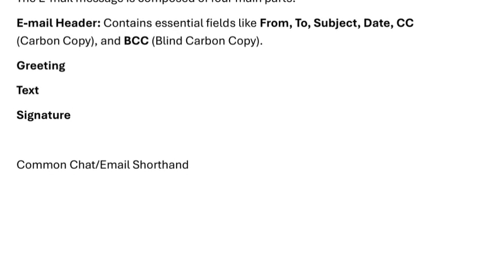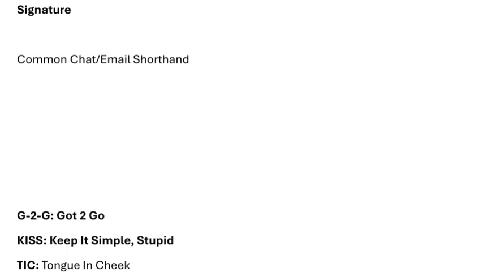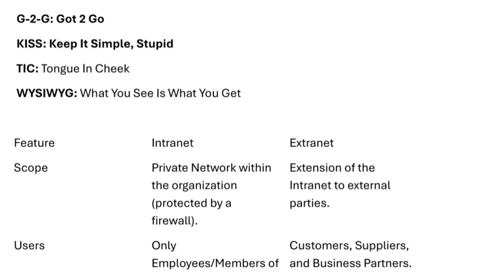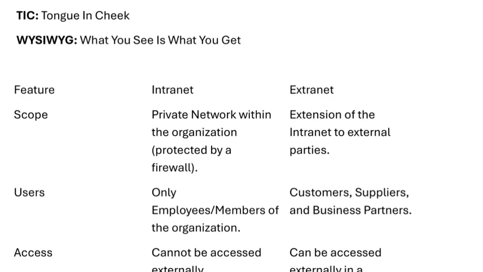Email header contains essential fields like from, to, subject, date, CC, carbon copy, and BCC, blind carbon copy. Greeting, text, signature. Common chat/email shorthand: G2G, got to go; KISS, keep it simple, stupid; TIC, tongue-in-cheek. WYSIWYG, what you see is what you get.